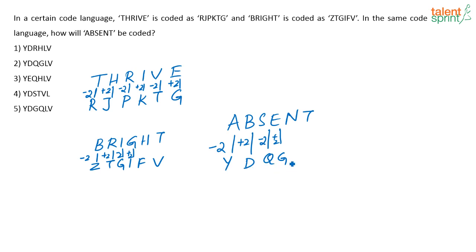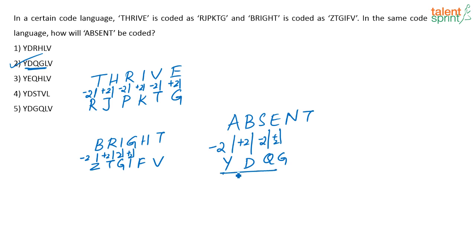Is there an option like that? Here already this one, right? You can finalize on this one at this point itself. Y, D, Q, G. Actually, when you do even Y, D, Q, you get the answer. So, your correct answer here will be option 2. Option 2 will be your answer.